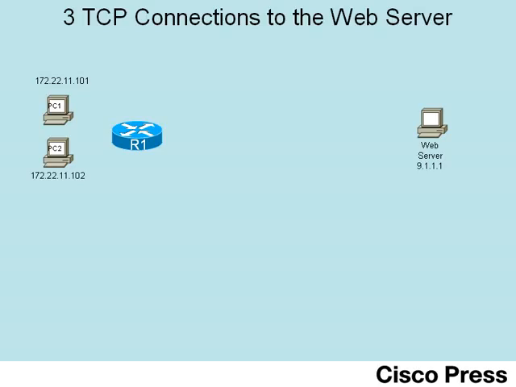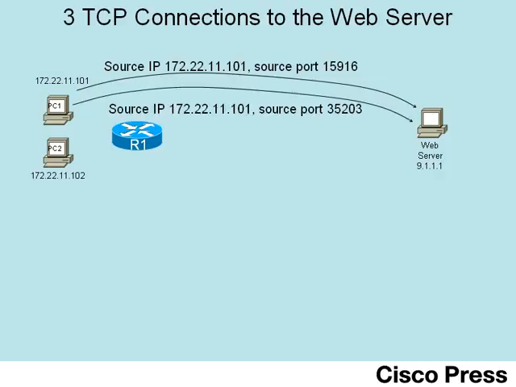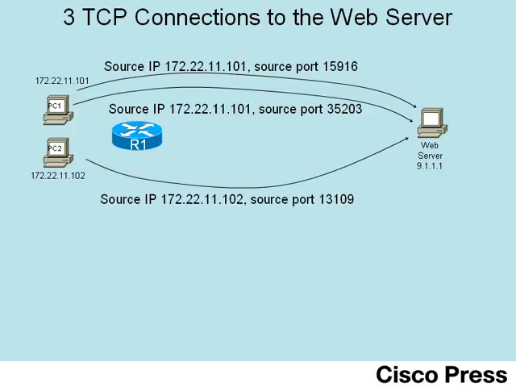Next, not shown on your screen, I'm going to walk over to PC1 and PC2 that are shown in the figure and create a couple of TCP connections. In particular, I'm going to go to PC1 and create one TCP connection that happens to use source port 15,916, a second TCP connection from that same PC1 with a different port number, in this case 35,203, and then a third TCP connection, this one from a different PC, PC2, with a source port number of 13,109. Now that I've created these, we should be able to go back and look at router R1 and see 3 NAT table translation entries.